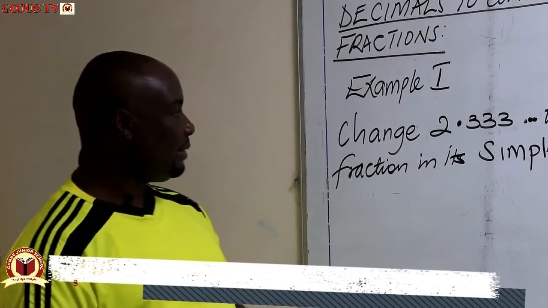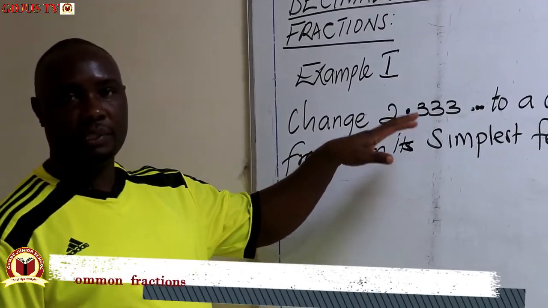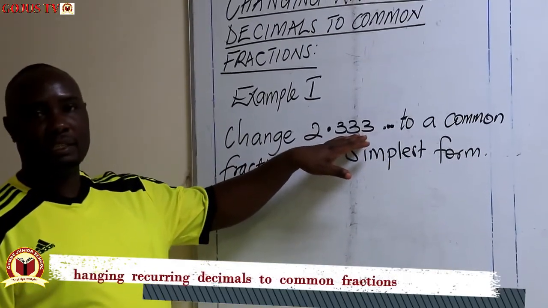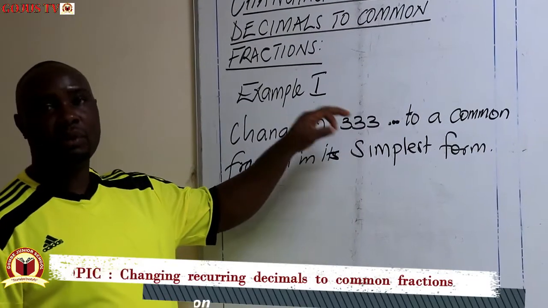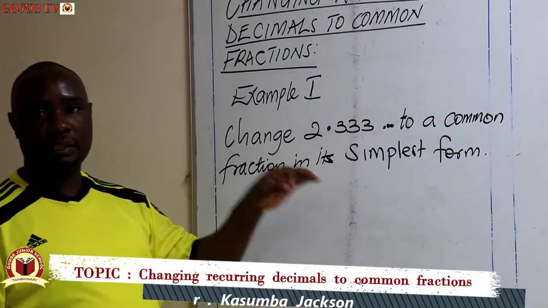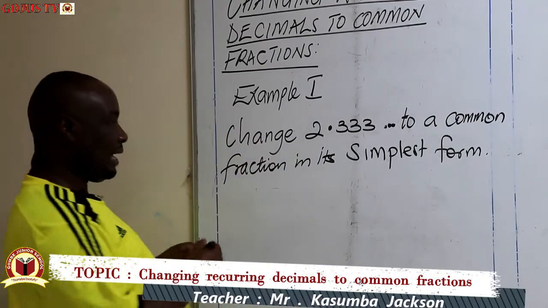Hello children, when we are changing a recurring decimal that begins with a whole number, we mostly check the digits that are recurring behind, and we try to identify whether it falls under a single digit recurring decimal, a double digit recurring decimal, or more than that.